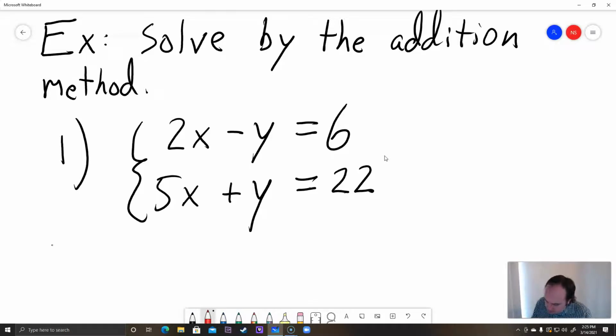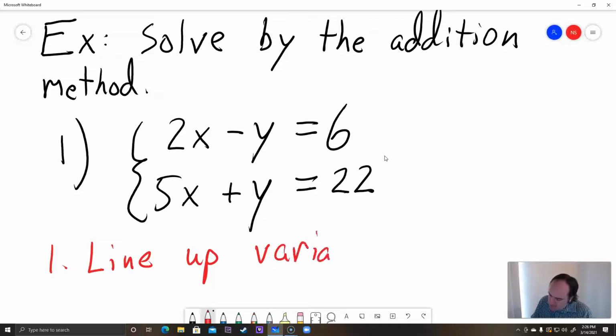So step 1 is line up the variables. As you can see, for this particular example, the variables are already lined up because we have the x's first, then the y's, and then the constants on the other side. This is the standard way to write it. So step 1 is line up variables.